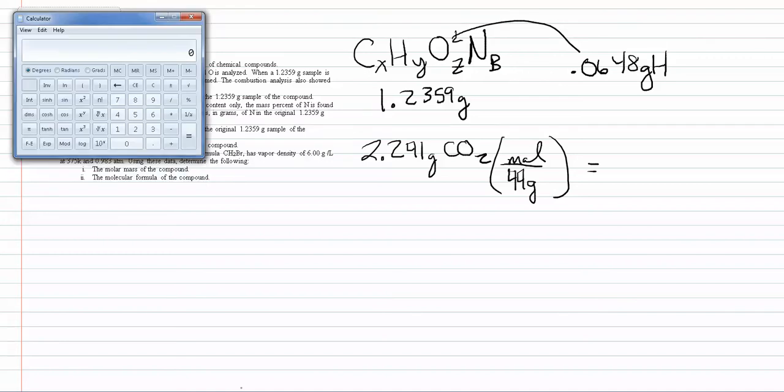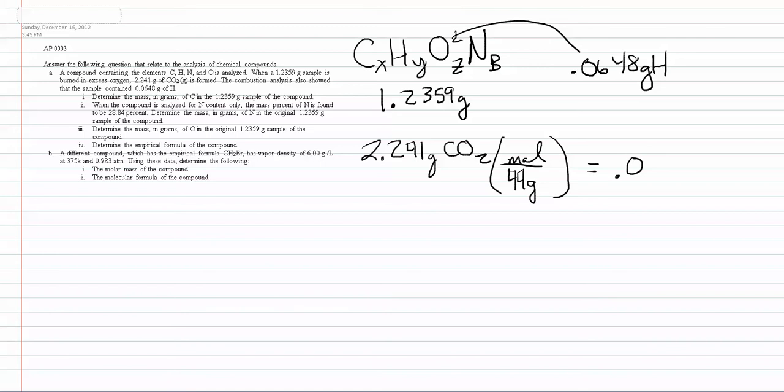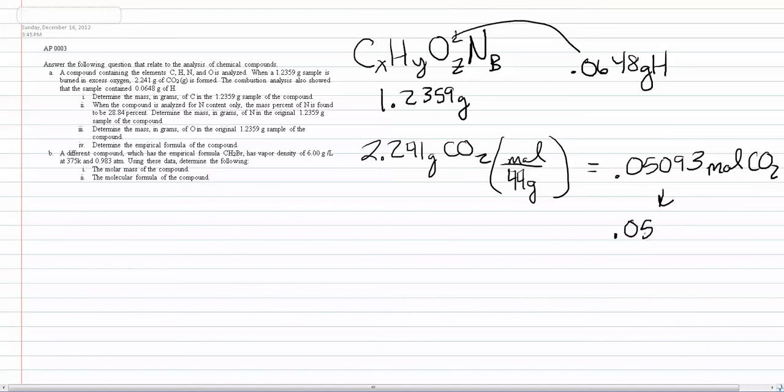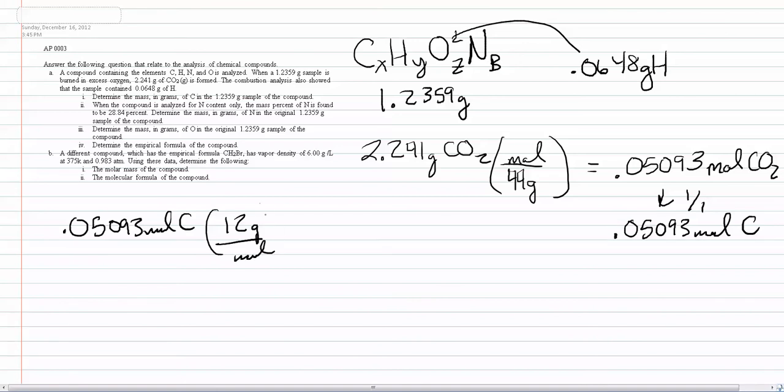So go to our calculator. 2.241 divided by 44 is 0.05093. Moles of CO2, which also means I have the same number. I have 0.05093 moles of carbon because they're related 1 to 1 here. I'll take my 0.05093 moles of carbon, knowing that they weigh 12 grams a piece.